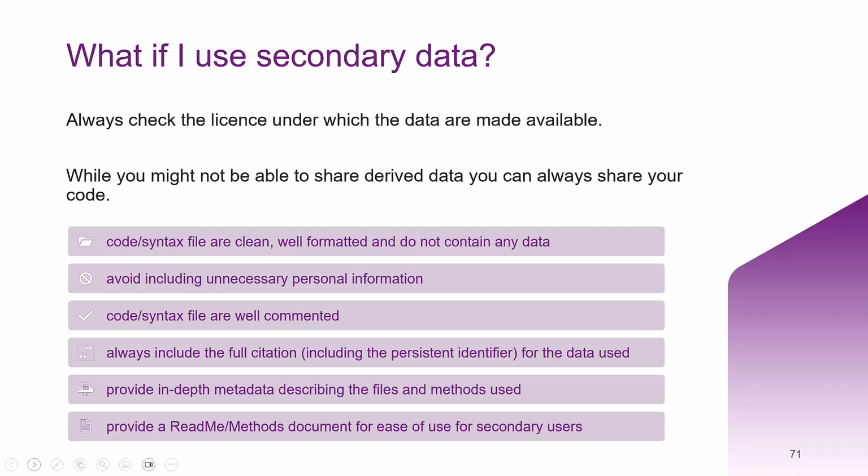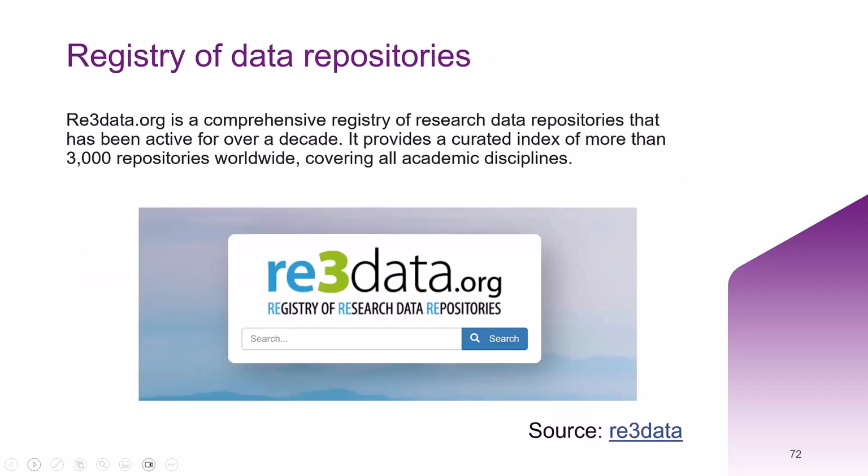Always include the full citation for the data used, especially if it has a persistent identifier. It's really important to include that. If you have obtained the data, for example, under an NDA and they're happy for you to make the code available, you could contact them and ask, is there a contact mailing list that people could email to request access to the data, and that can be included in the metadata of the record. And of course, having a README file or a methods document that explains what you're doing for others to understand.